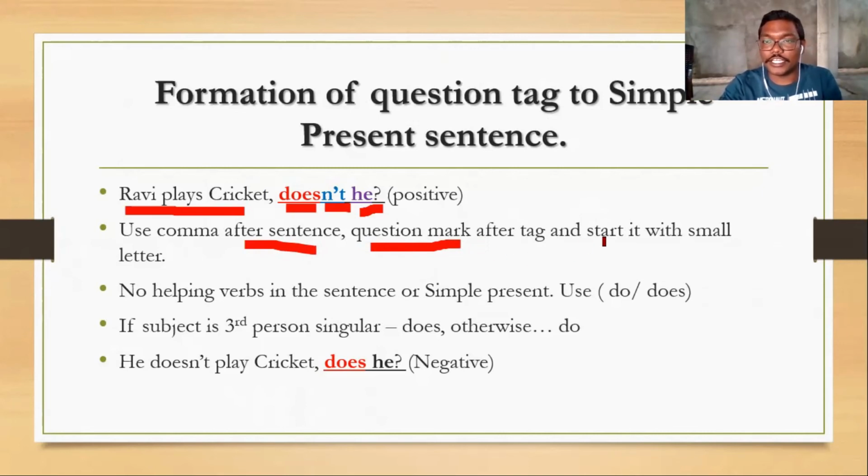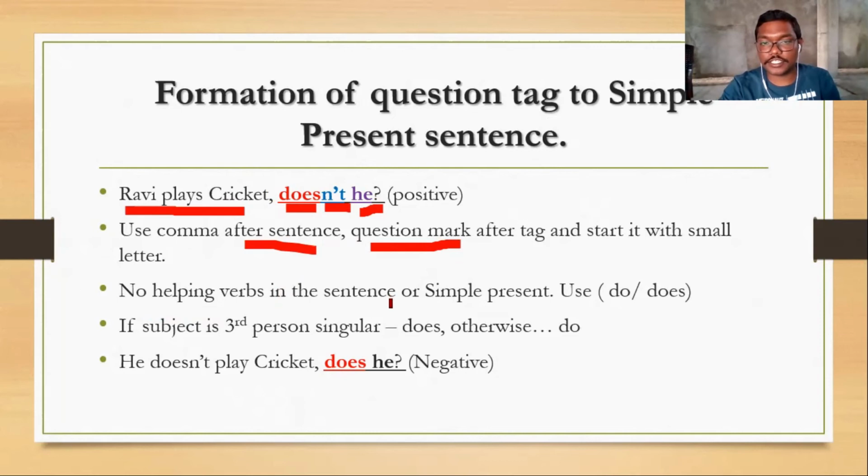And next, the tag starts with a small letter. Remember, here the d is written in a small letter. Most students mistakenly write a capital D, but since we put only a comma, we have to write a small letter only. We should not use a capital. So the starting letter in the question tag should be a small letter. These rules you have to remember.